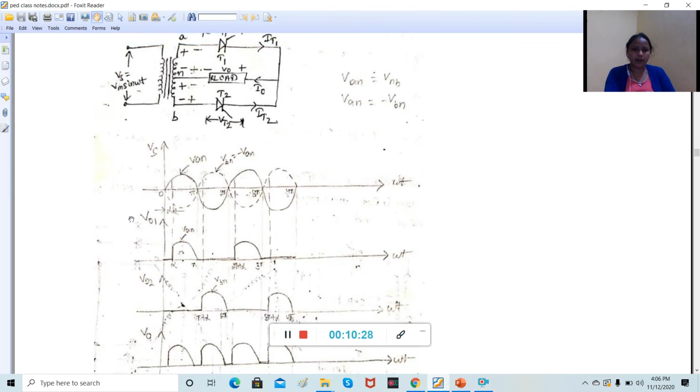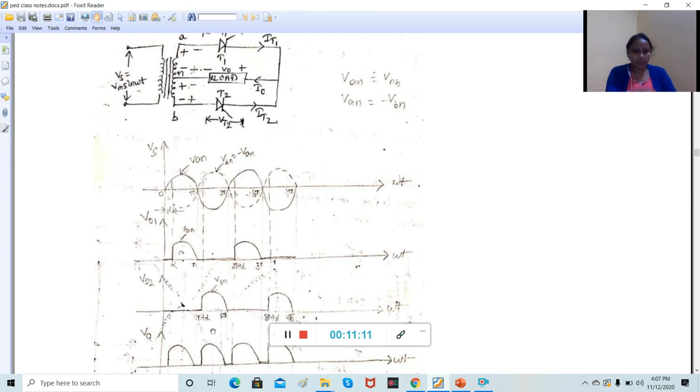Similarly, when one complete half cycle is completed, T1 is automatically reverse biased, because this cycle appears across the supply. That means B positive, A negative. When B positive, A negative, that means T1 off, reverse biased, and T2 is forward biased. But T2 turns on only when we give gate pulse. So from pi to pi plus alpha, T2 is forward biased, it is in forward blocking mode.